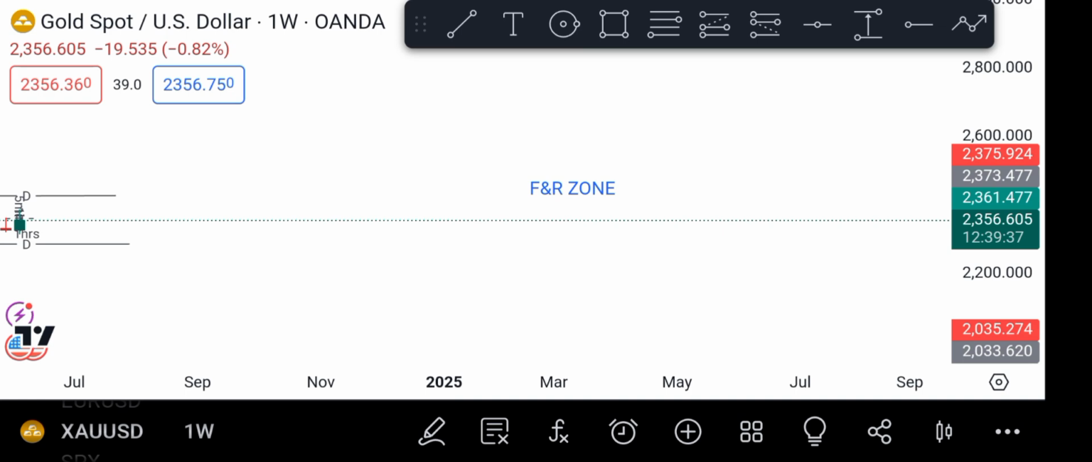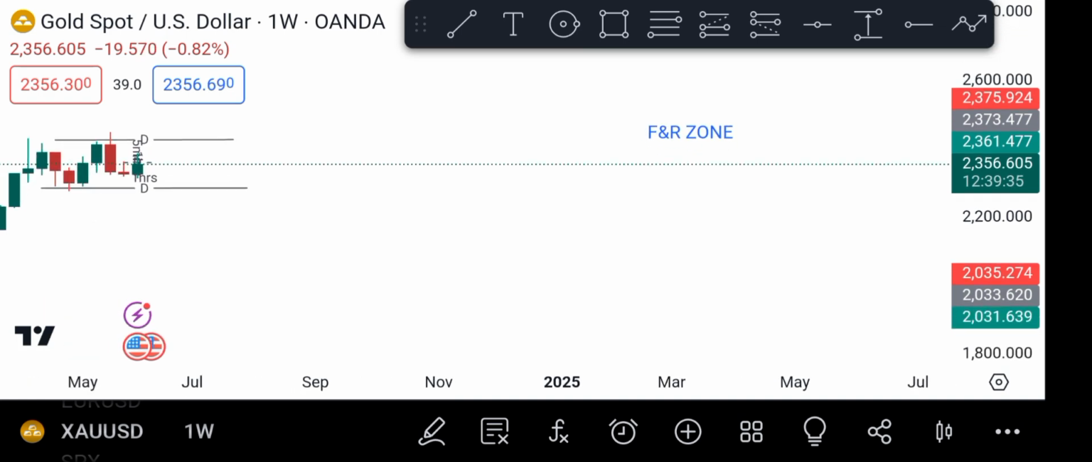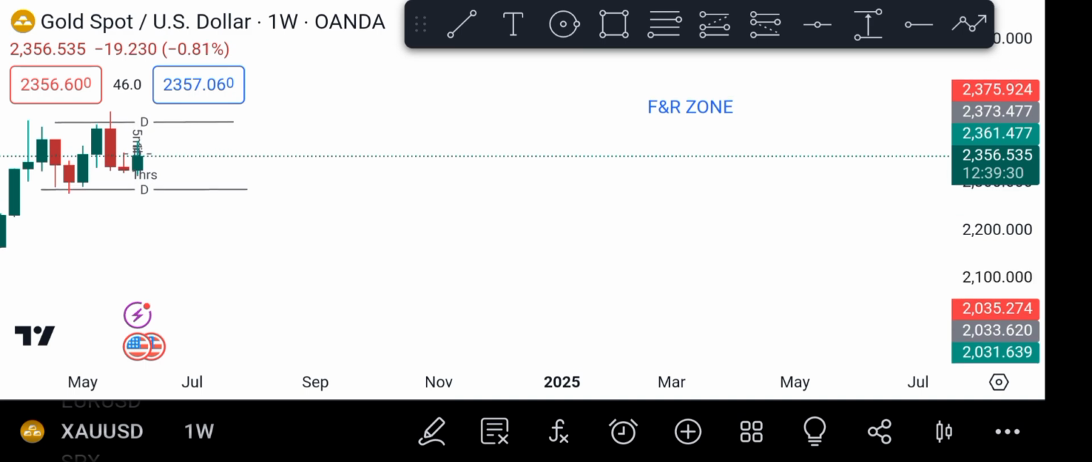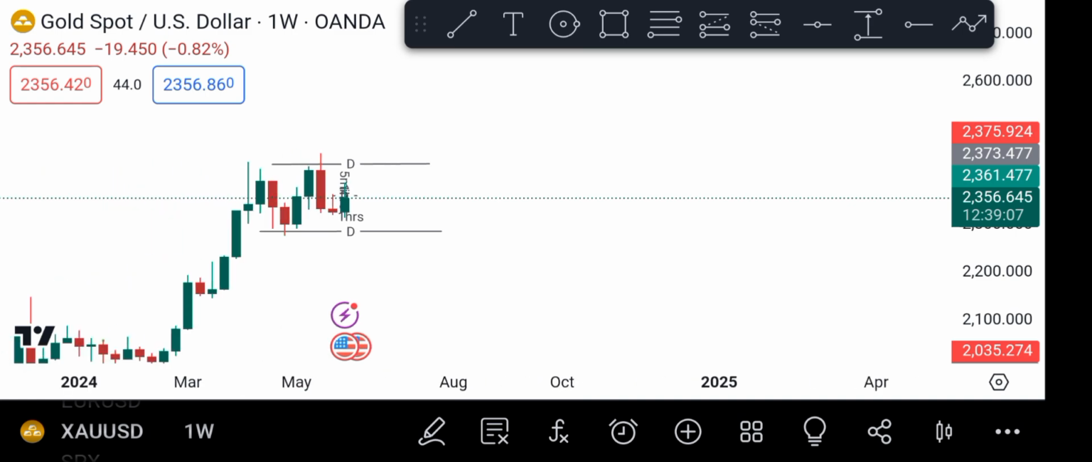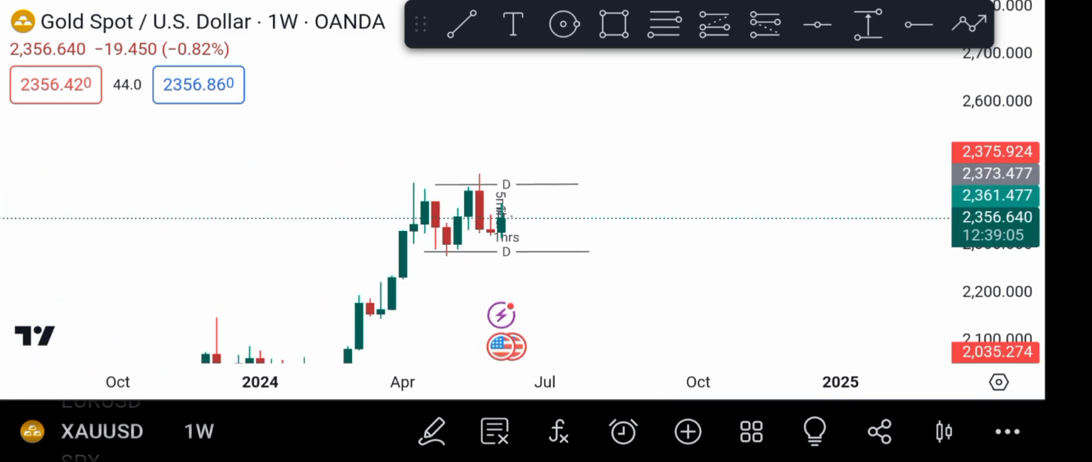Now, this F and R zone helps us to know buyers. It's a very key technical strategy. It helps us to tell where price is likely going to go next, most especially with gold. That's the strategy I use to trade gold. Don't mind all this writing on my screen. I already did the analysis, but I will be explaining to you guys based off this analysis.